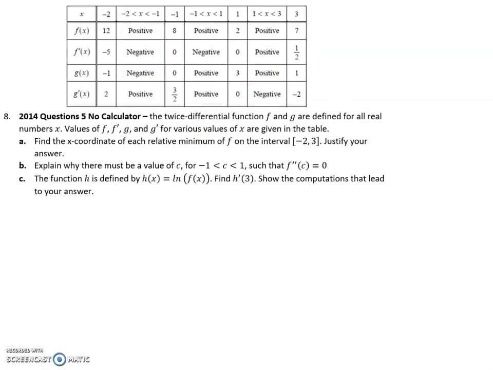All right, question 8. First of all, it's no calculator. It tells you it's twice differentiable, which means you know it's continuous for f and g. They give you various values of f and g, regular and prime. So part A says find the x coordinate of each relative minimum on f. So I'm looking at minimums for f.